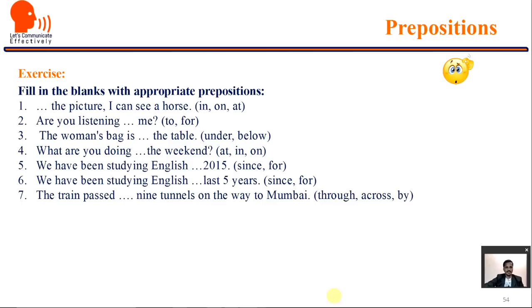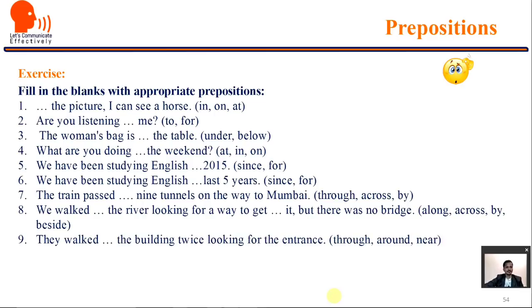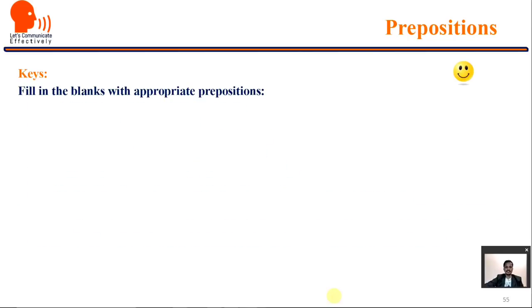The train passed dot dot 9 tunnels on the way to Mumbai. We walked dot dot the river looking for a way to get dot dot it, but there was no bridge. They walked dot dot the building twice looking for the entrance. I hope you have got your answers. Let us see the keys now.